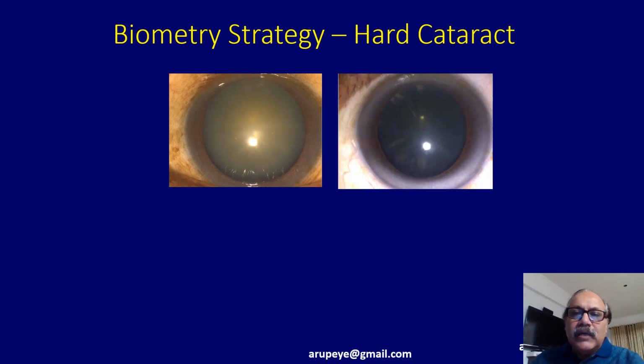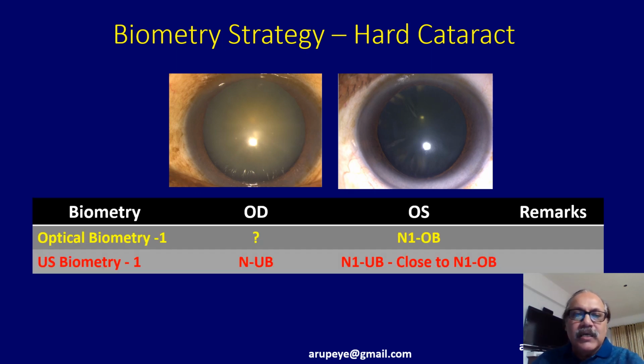So I look at the fellow eye in these cases, and if the fellow eye has an immature cataract which is amenable to optical biometry, or it's a pseudophakic eye, that is more or less a clear visual axis, I follow this strategy. After performing the optical biometry for the fellow eye, I have the ultrasound biometry done for both eyes. Now, if the axial length by both these biometric techniques is more or less the same for the fellow eye, I assume that the ultrasound biometry has been done properly for the eye to be operated.